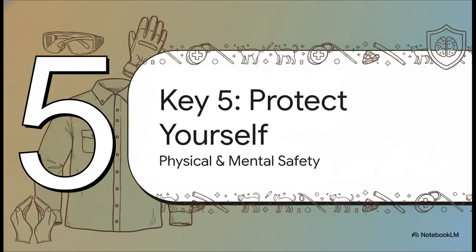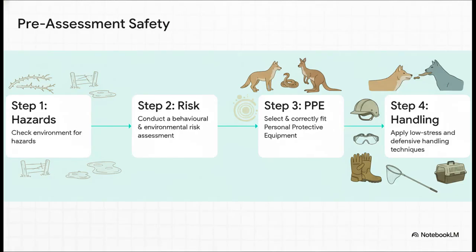This brings us to our final and maybe one of the most overlooked principles. Key number 5, protect yourself. And we're talking about more than just physical safety here. First, the physical part. Think of this as your pre-flight checklist. Every single time, before you interact, you check the area for hazards. You assess the risks from the animal and the environment. You get the right PPE on, and you commit to using low-stress handling. This is your first line of defense, every time.